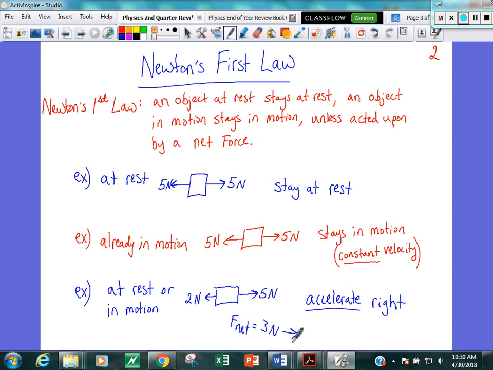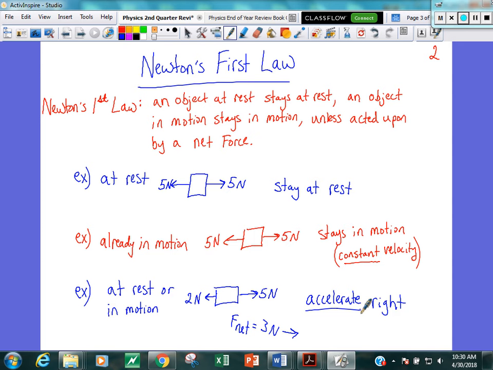So what's going to happen if there's a net force is that it will accelerate in the direction of the net force. And so this one's going to accelerate to the right. Even if it was at rest originally, now it's going to accelerate to the right. Let's say it was in motion. Still going to accelerate to the right. And so that's Newton's first law. Object at rest stays at rest. Object in motion stays in motion unless it's acted upon by a net force, and then it will accelerate.